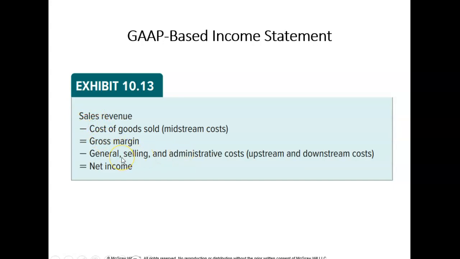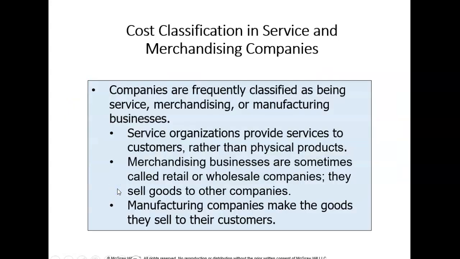Next, you have your operating expenses, known as general, selling, and administrative costs. Here is where you have your upstream and downstream costs. It could be research and development. It could be advertising. It could be your marketing, customer service. Those go under your general, selling, and administrative costs. Subtract those from your gross margin to compute your net income.